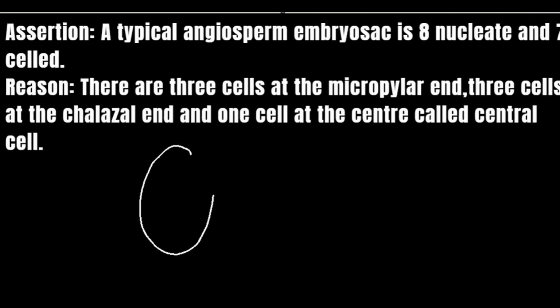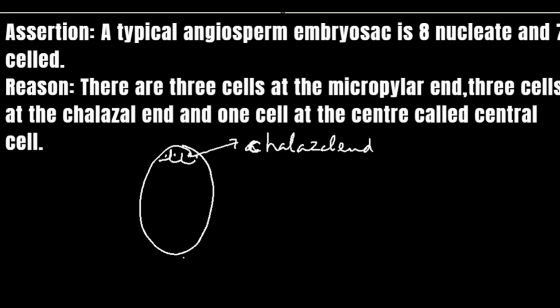Suppose this is a typical angiosperm embryo sac. It's 8 nucleate and 7 celled. So there will be 3 cells here, 1, 2, 3. This is at the antipode. This is at the chalazal end. So there will be 1, 2, 3, each cell carrying 1 nucleus.